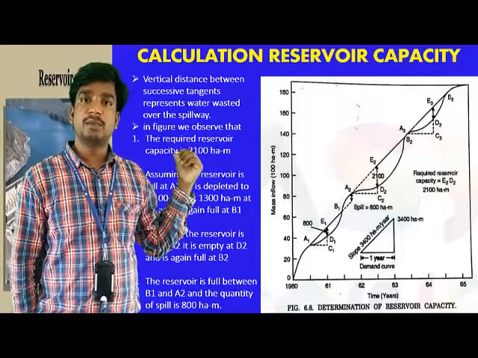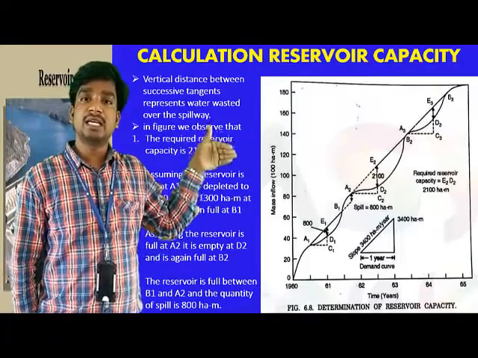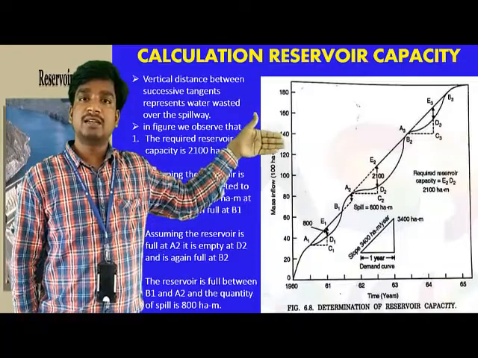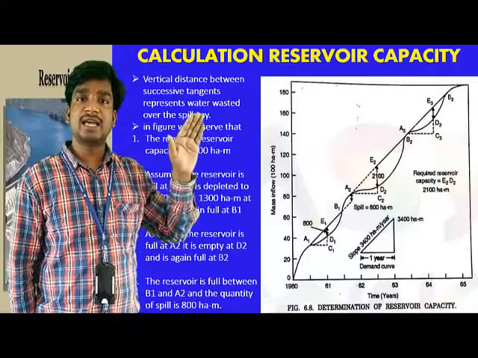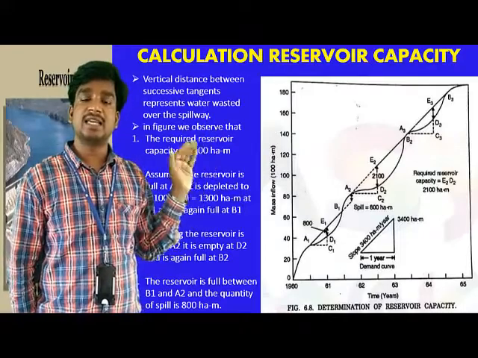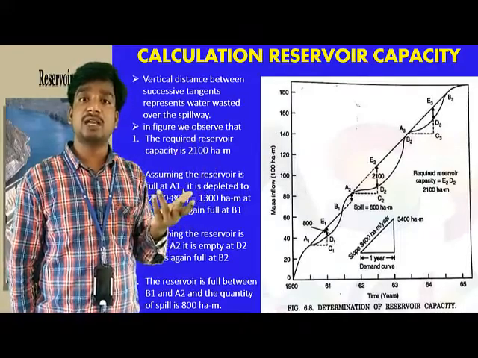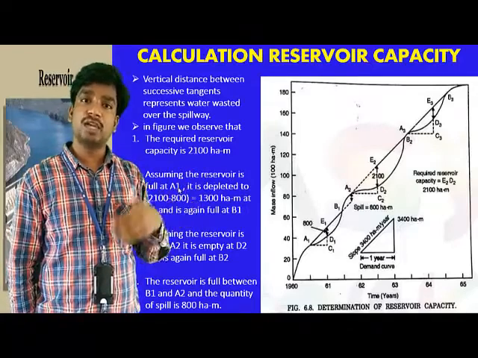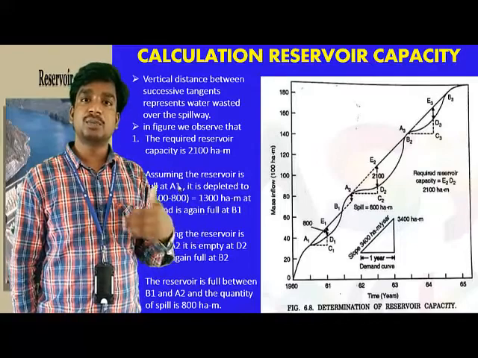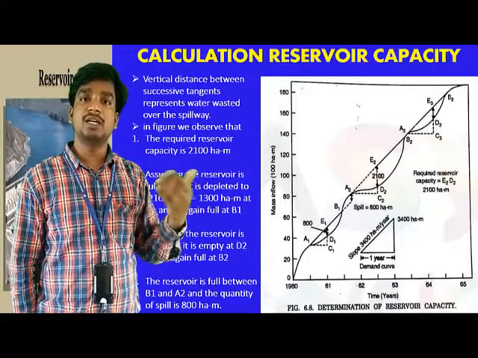So at B1 the reservoir is full and there is an excess flow. After B1, you can see the rise. That rise indicates excess water is available after filling the dam. So what do we have to do whenever there is excess water? We have to release the gates, the spillways. So water is spilled from the spillways.